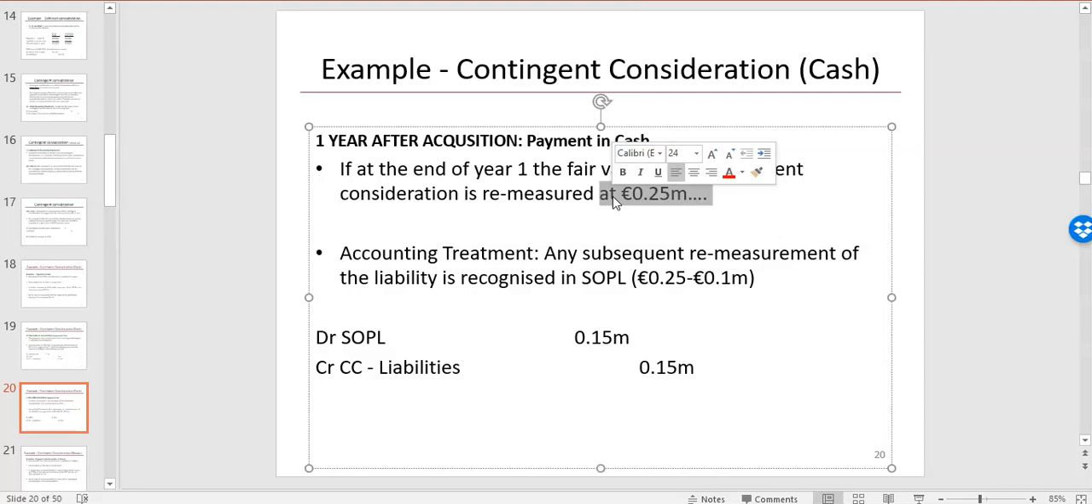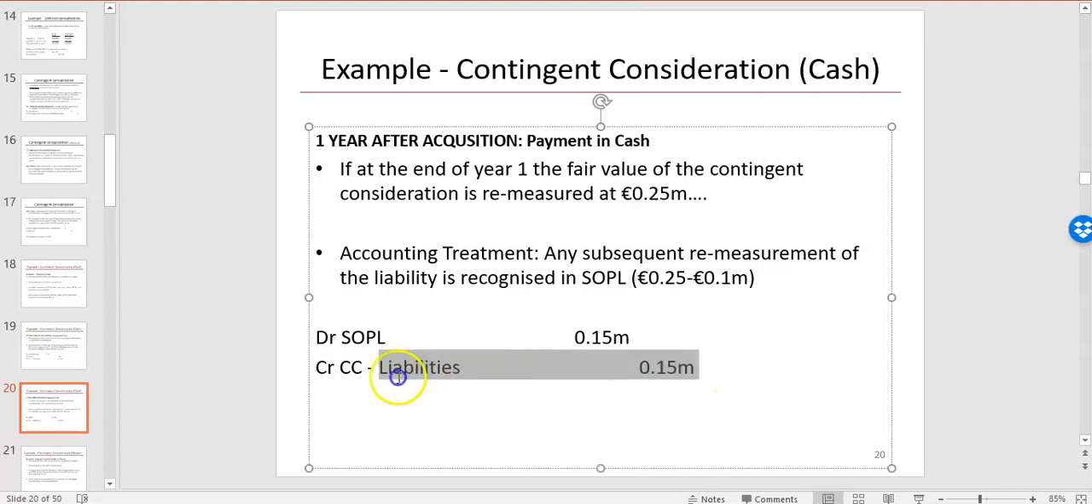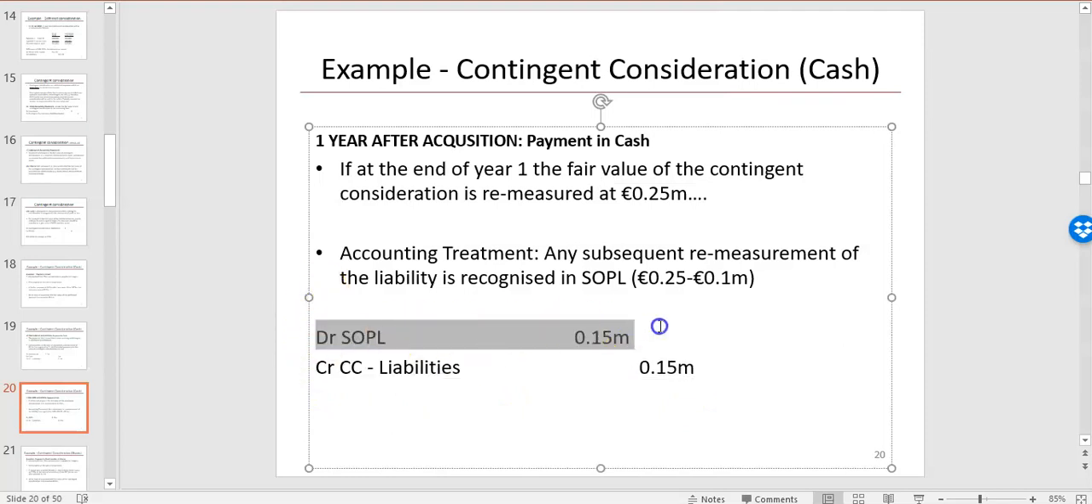You increase your liability from 100,000, 0.1 million, up to 0.25. So you only recognize the difference because the 0.1 million is already there. So you increase it by 0.15 million, and that is going to be a debit to the SOPL. You put that in as a finance cost, debit the SOPL.